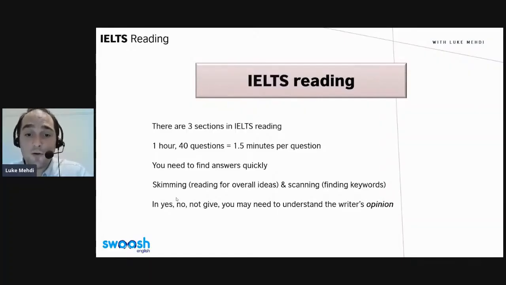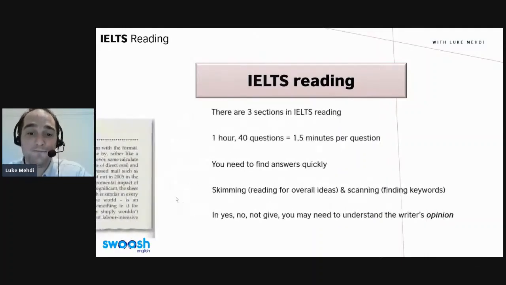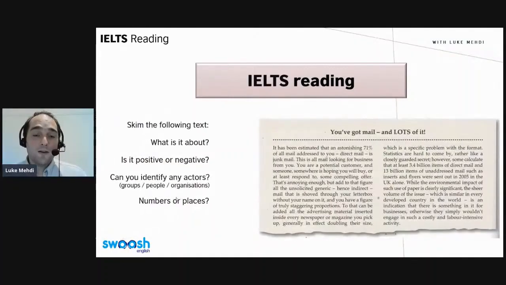In yes, no, or not given, you may need to understand the writer's opinion. So we're going to skim read this text very quickly. And we're looking to answer the following information. What is the text about? Is the overall idea positive or negative? Does the writer express any opinions? And can you identify any actors?